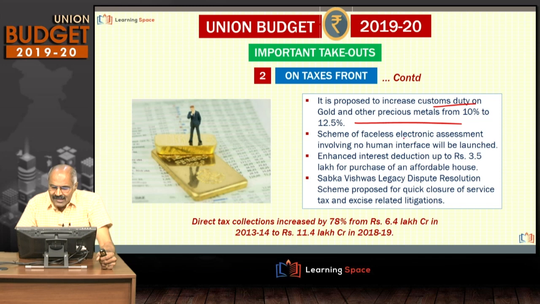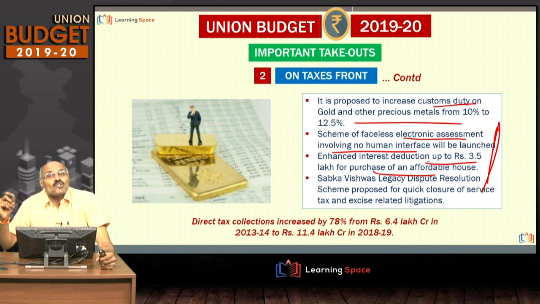Scheme of faceless electronic assessment, basically to reduce human interface. Then enhanced interest deduction up to 3.5 lakh rupees for purchase of affordable house. Additional deduction in the income tax as far as interest is concerned, right? So this is enhanced to 3.5 lakh rupees, right?